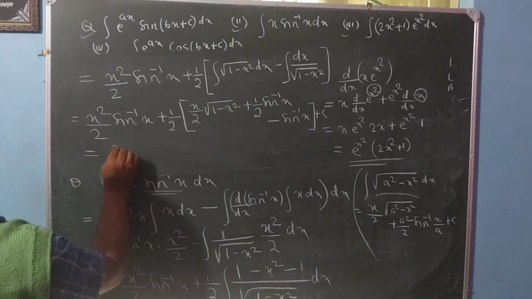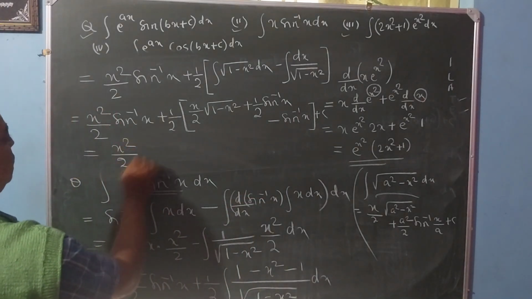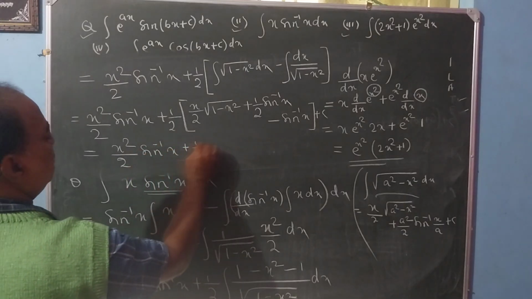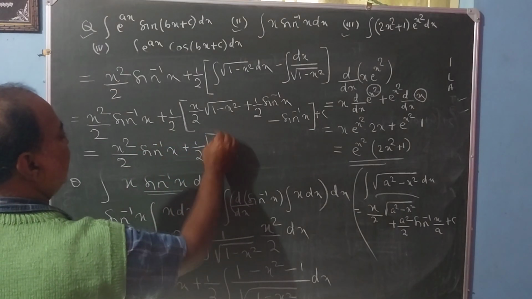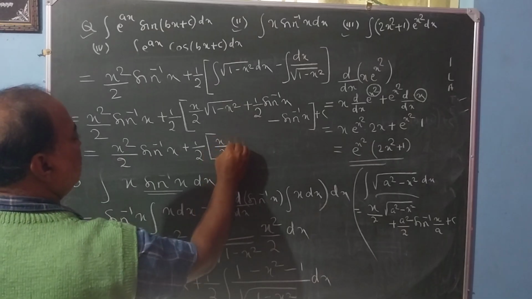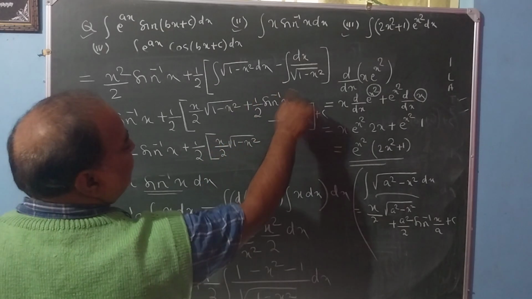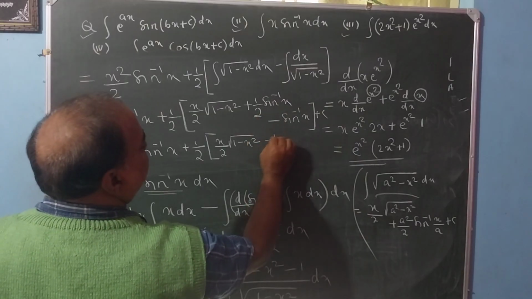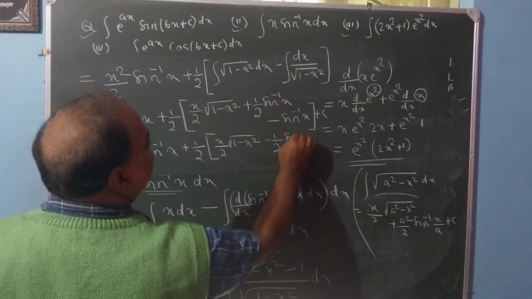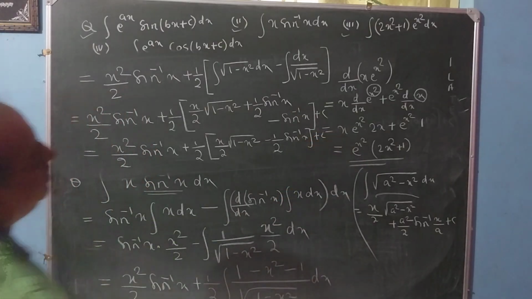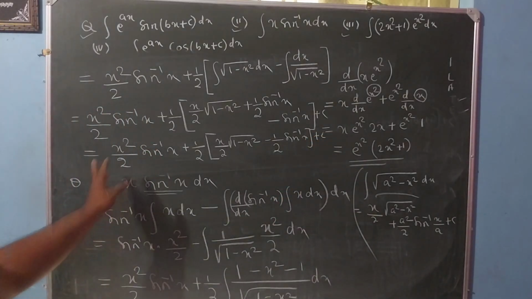After simplification, we get 1 by 2 sine inverse x minus sine inverse x. The result will be x square by 2 sine inverse x plus 1 by 2, here it is x by 2 root over of 1 minus x square. After simplification, we get minus 1 by 4 sine inverse x plus c. Okay, so this is the answer.